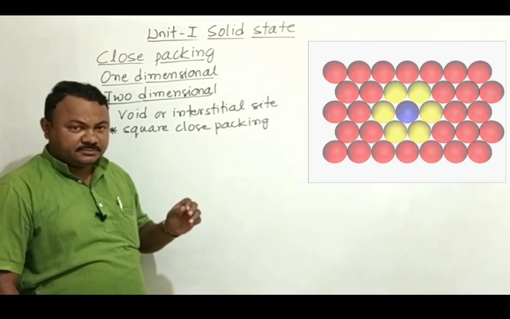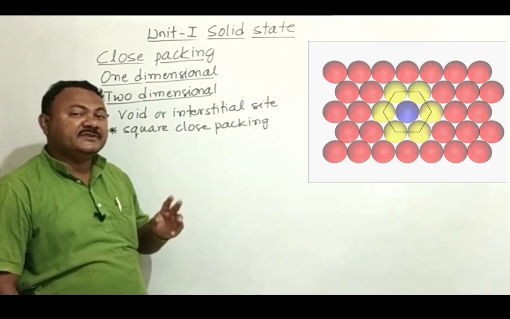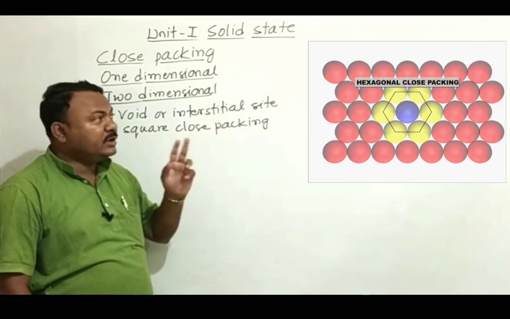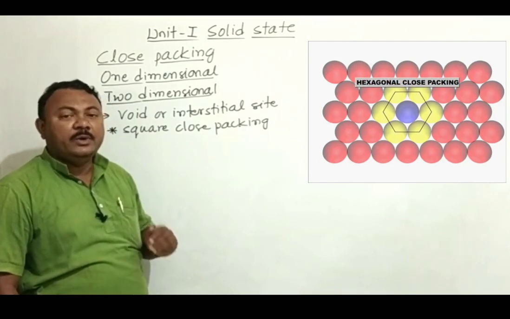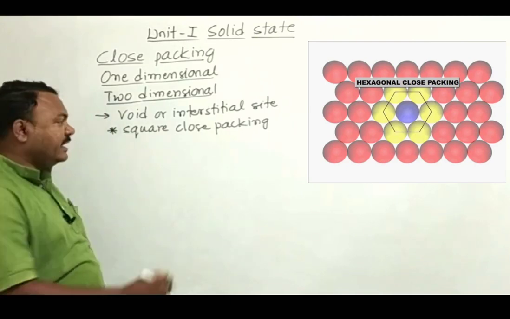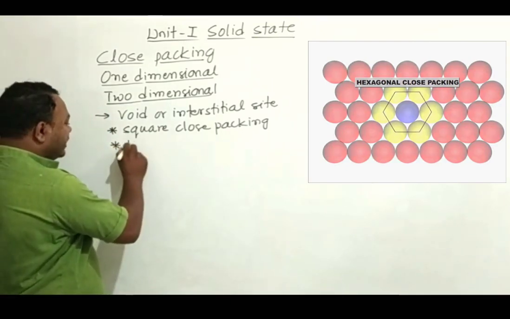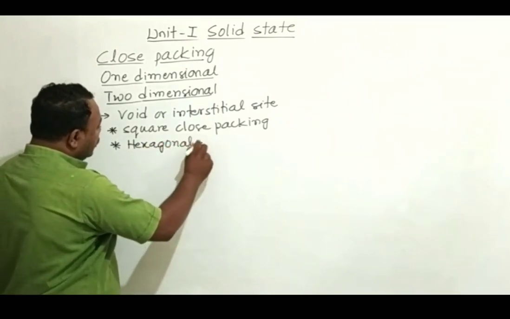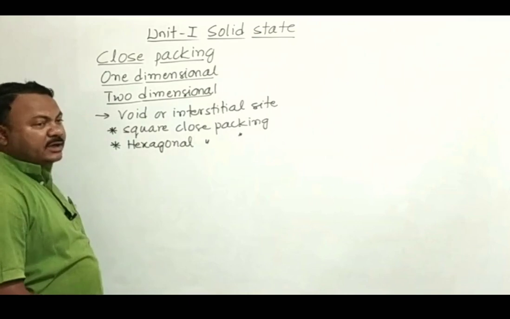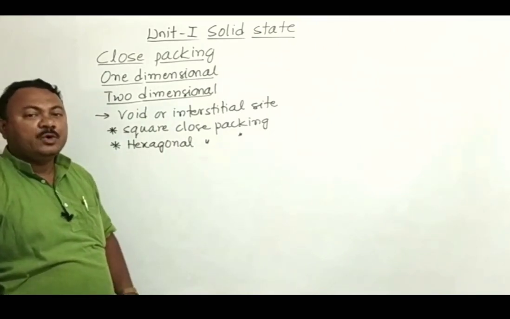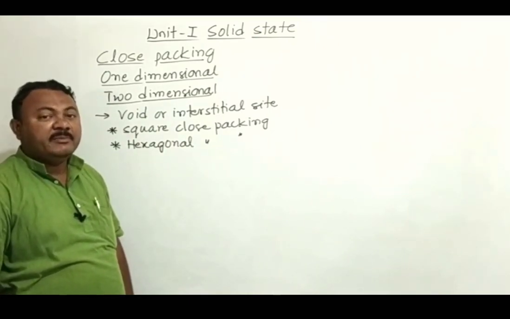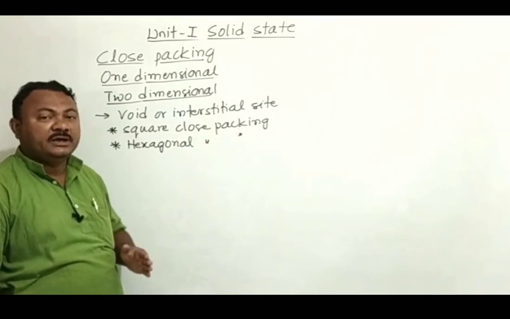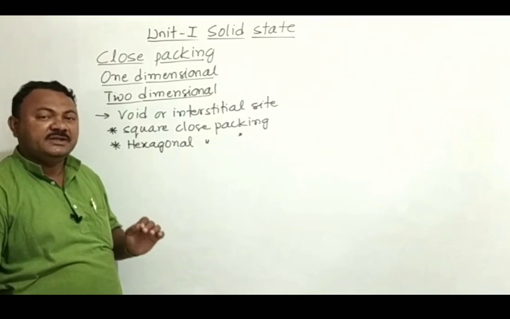Consider any one atom and see it is in contact with the 6 other atoms. Join the centers of contacting atoms and look at the structure. You are getting a hexagon. We are calling this close packing as hexagonal close packing. So in 2 dimension we got 2 types of close packings: square close packing and hexagonal close packing. And even we came across void. Empty space present between the particles, we call it as void or interstitial site.